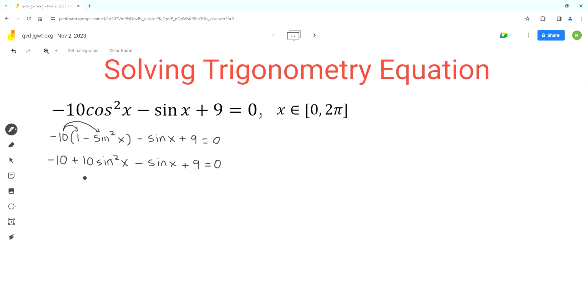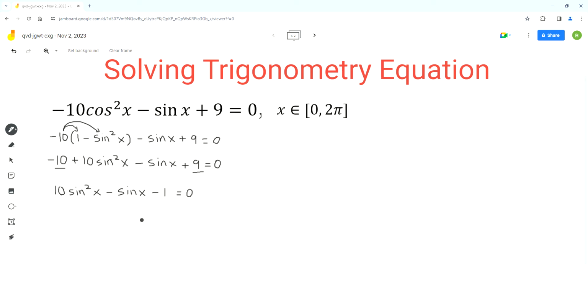Now we can combine the number terms. So negative 10 and plus 9 are like terms. So we can combine them. So the sine terms will stay the same. So 10 sine square x minus sine x. And now we can combine negative 10 plus 9, which is equal to minus 1 equals 0.